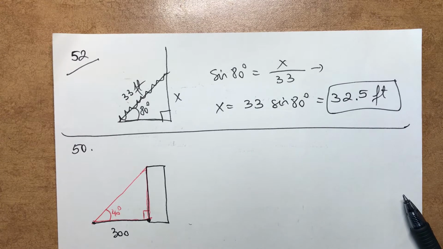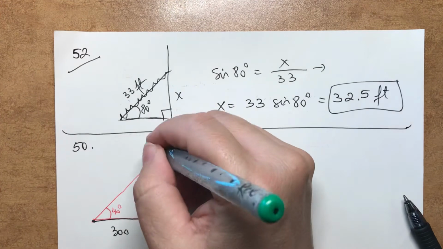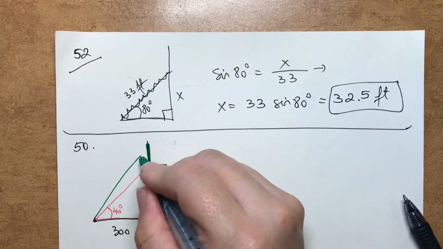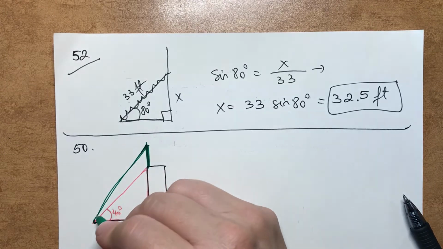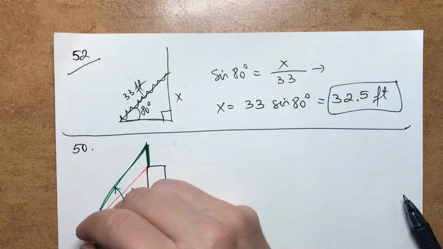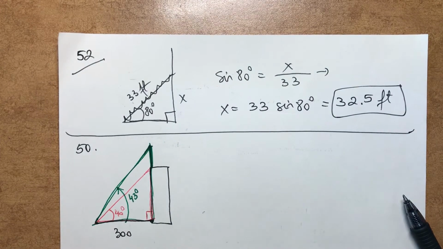From the same location, the angle of elevation to the top of the antenna, and here's your antenna, and it could be further in, but since you're far away, you see the whole thing, is 43 degrees. Find the height of the antenna.